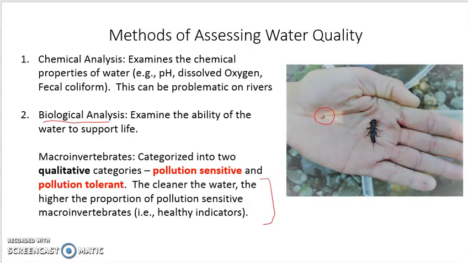Here is a little bug. It doesn't look like much, but its common name is a scud, or a freshwater shrimp. That is a pollution tolerant species, meaning it can withstand a lot of pollution. If the water is polluted, those things will continue to live. The one on the right is called a stonefly nymph, and those are very sensitive to pollution. If there's a lot of pollution in the water, then the stonefly nymphs tend to die off.